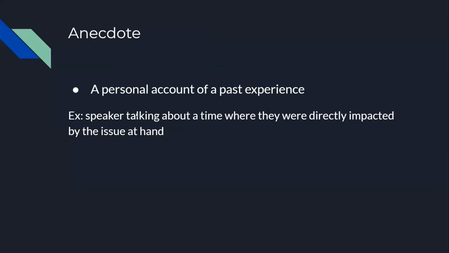Last but not least, of course, there are a lot more. We have anecdote. So an anecdote is a personal account of a past experience that the author will share. For example, the speaker is talking about a time where they were directly impacted by the issue at hand. Yes, this is pretty self-explanatory. Anecdote means the same thing as a story, and authors will just present personal stories to show the audience that they are actually very well related to the issue.